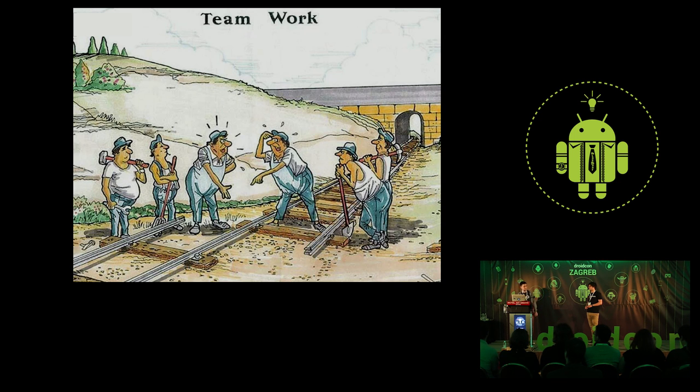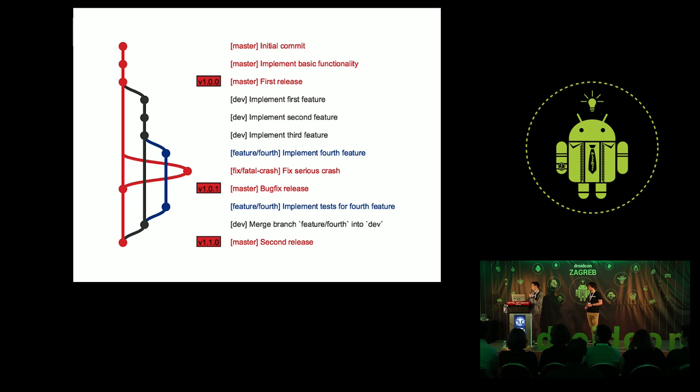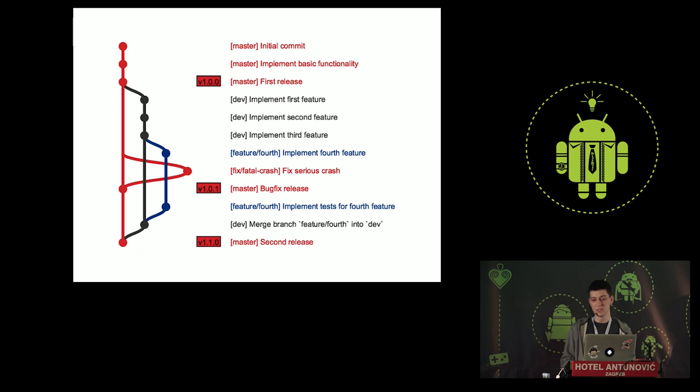I'm grateful that Savas was speaking before us about Git and branching, because I want to tell you what we use. We use something very similar to Git Flow. It's a bit simpler. As you can see on the graph, the red line is master, and master for us is where production code lives. So what's in master is what's in Play Store. And all the development happens on the develop branch, which is the black line.